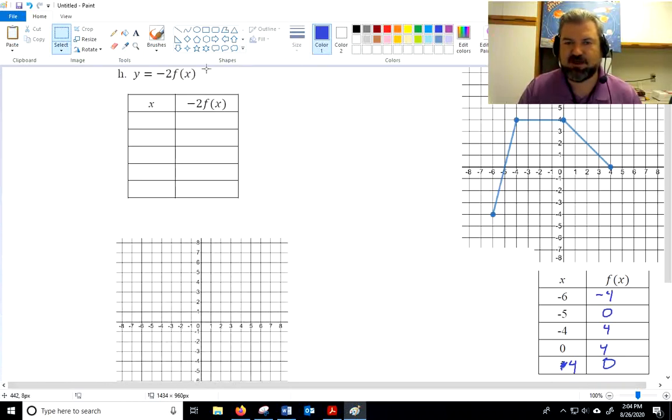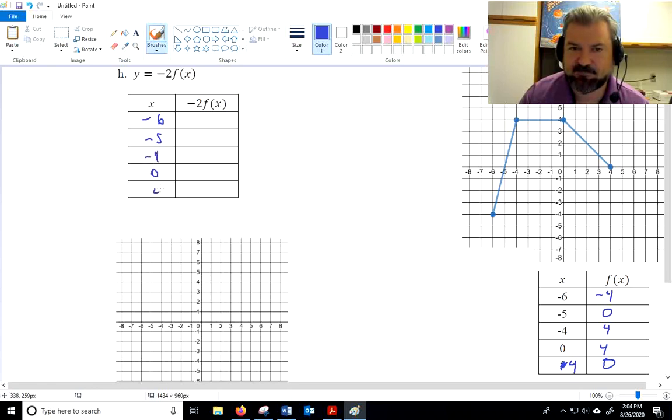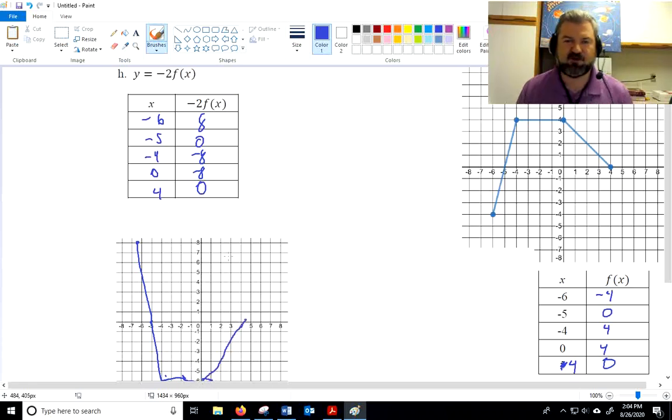All right, on this one, you should have kept all of the x values the same because we're not doing any change on the input. But we're going to double the y values and flip them. So it'll be negative 6, positive 8, negative 5, 0, negative 4, negative 8, and I'm going to just kind of rough it. I don't have quite enough room on where I snap that. And then it'll come back to 4. So it's a stretching vertically twice and flipping it because of the negative.